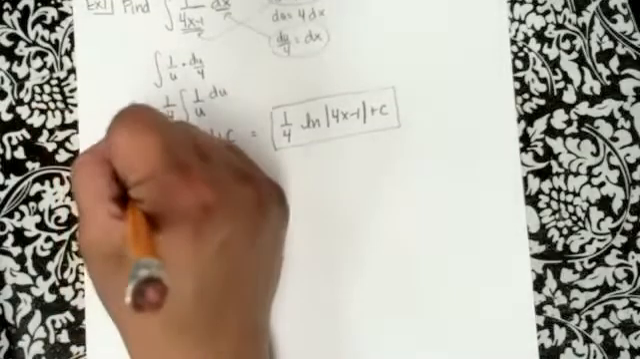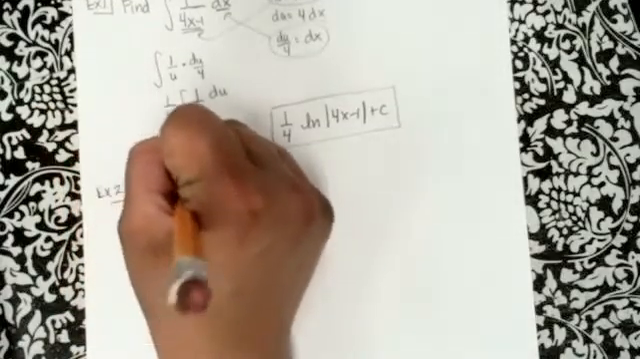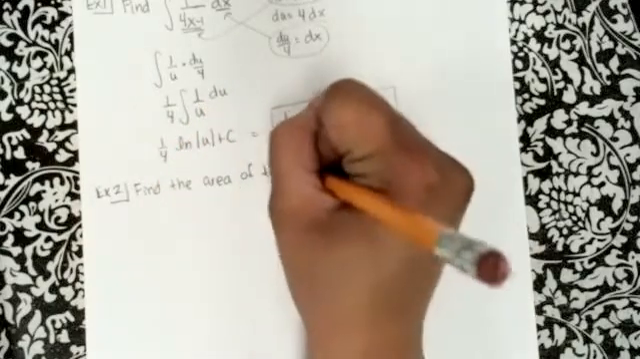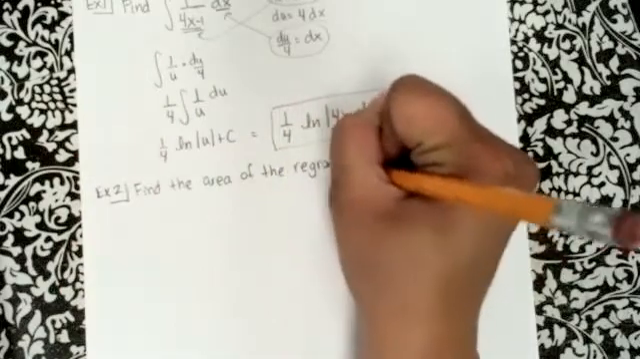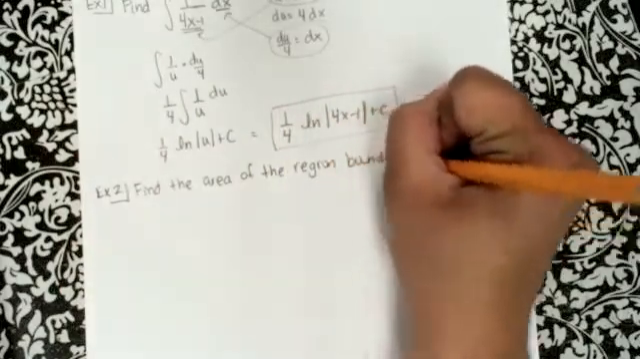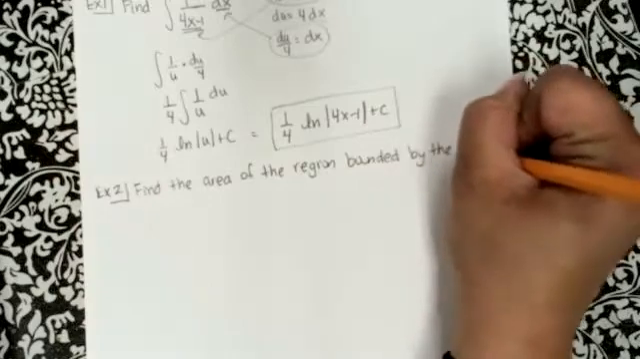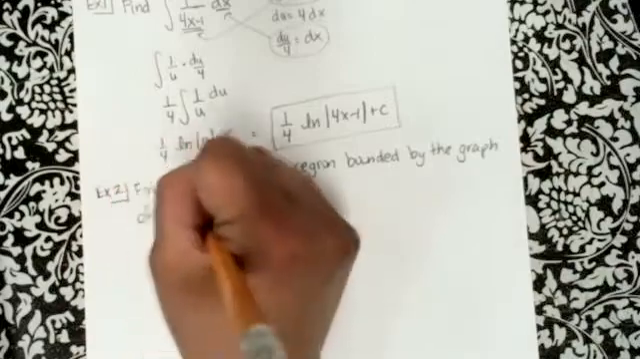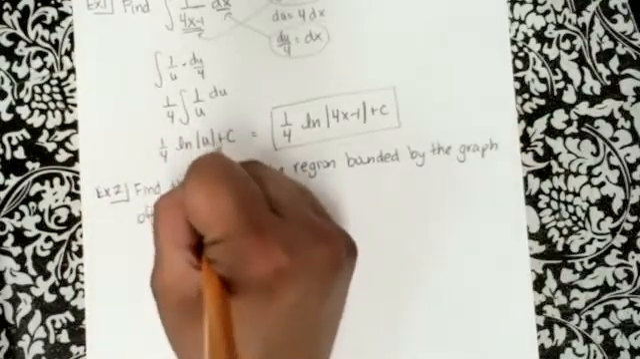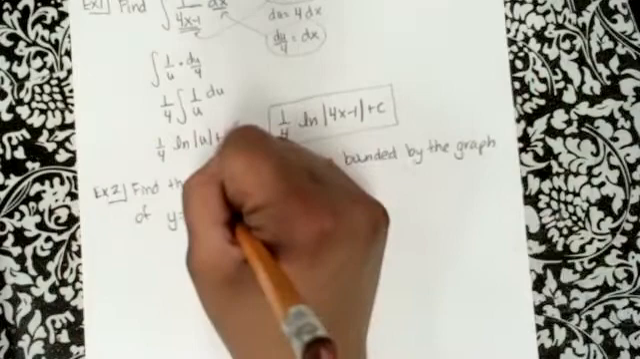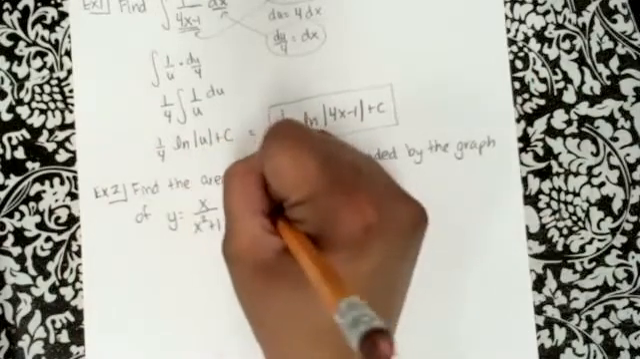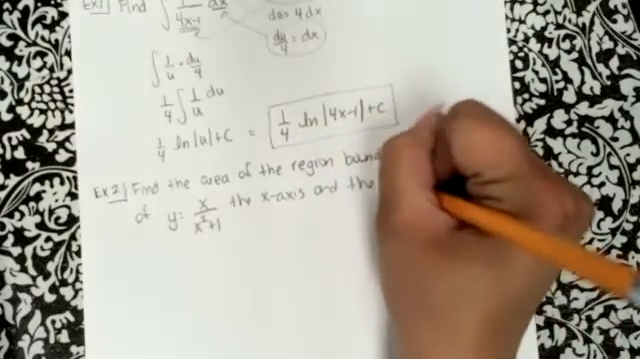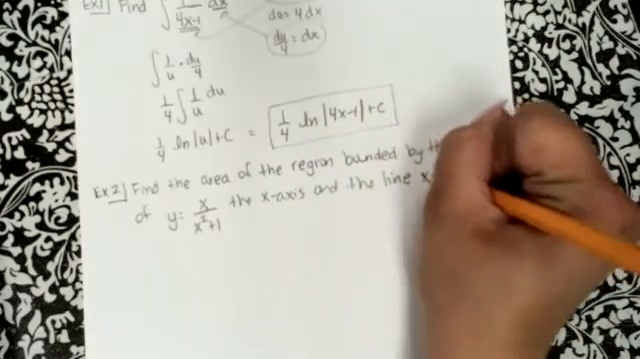Example 2, we're going to find the area of the region bounded by the graph of y equals x over x squared plus 1, the x-axis, and the line x equals 3.